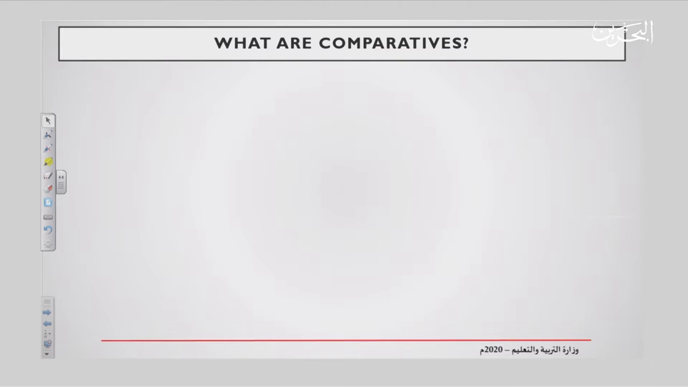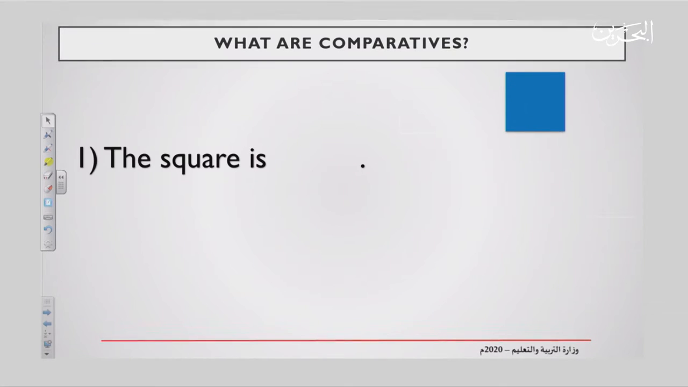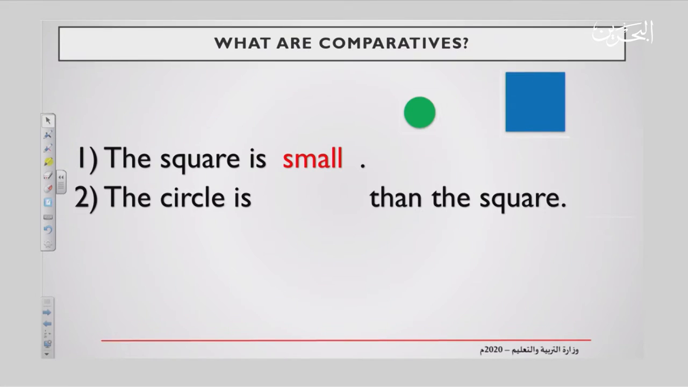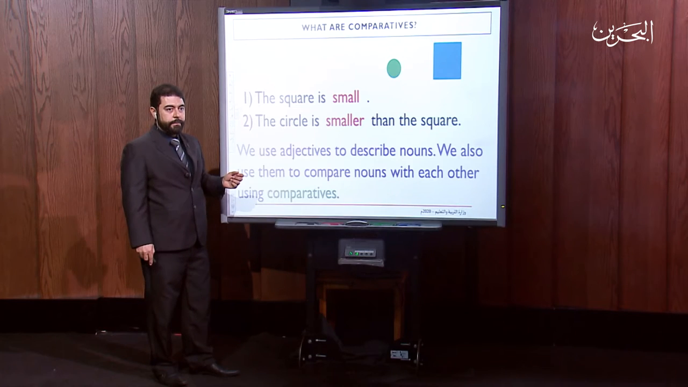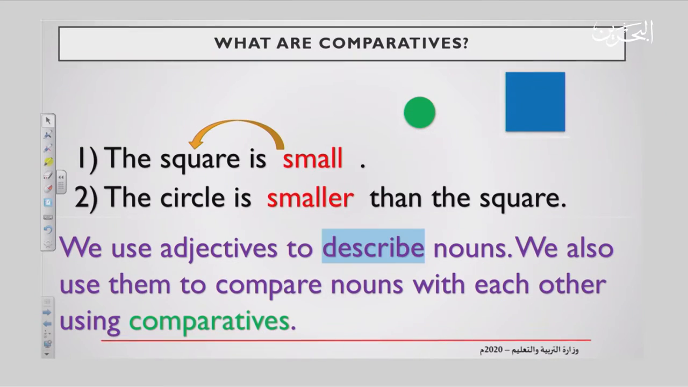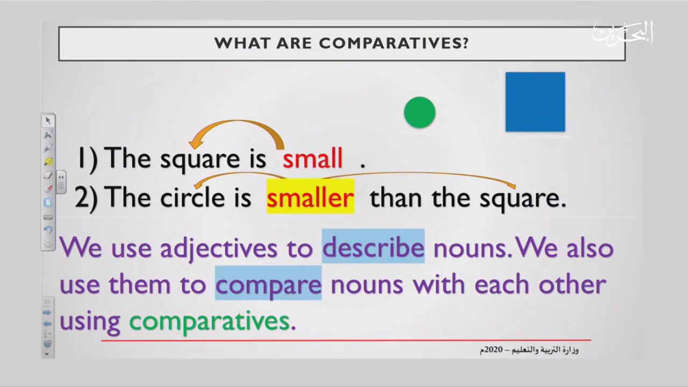So, what are comparatives? Look at the square we have. Number one, the square is... and you have to use an adjective to describe that square. We have small. Number two, look at the circle. The circle is ... than the square. We would like to compare both shapes, the square and the circle, so we use smaller. So we use adjectives to describe. You see, the adjective small is describing the square, and square is a noun. We also use them to compare. Look at smaller. It is comparing the circle and the square.